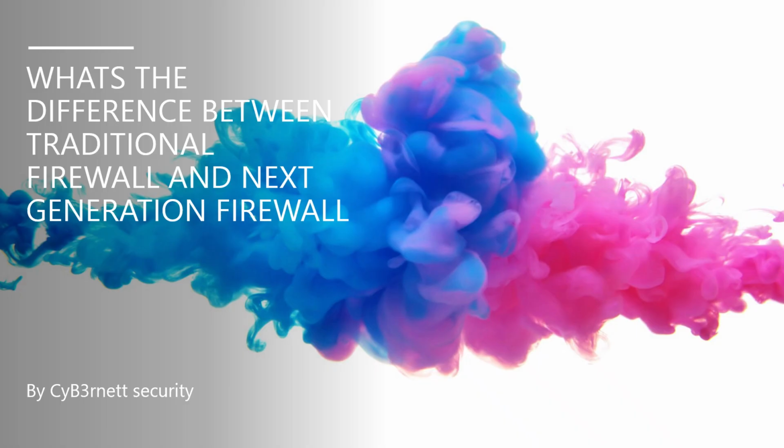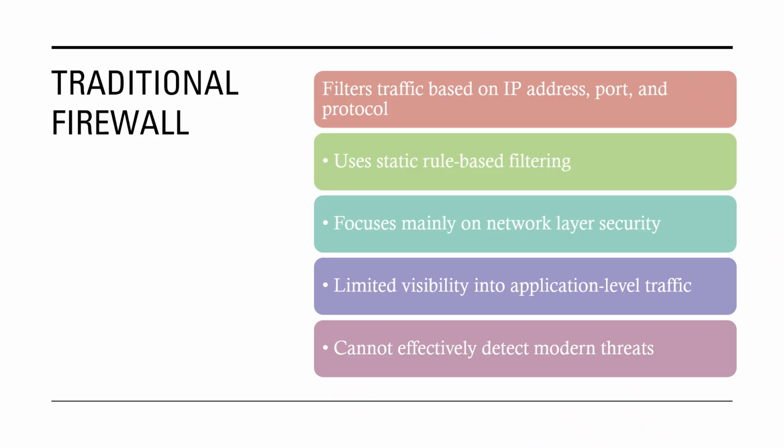So, like I said earlier, a firewall sits in between your LAN network and your wide area network. What it does is filter traffic, monitoring the traffic that goes between these two areas, the local area network and the wide area network. Here we'll be talking about the two types of firewall: we have the traditional firewall, and we have the next generation firewall. So what are the major differences between them?